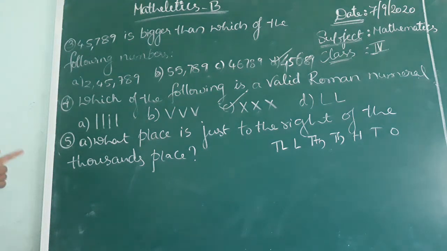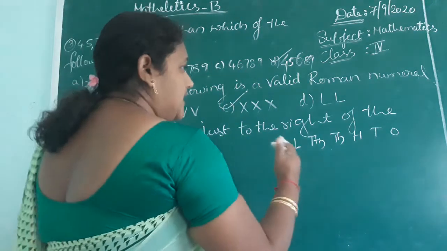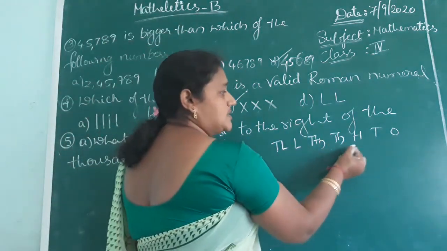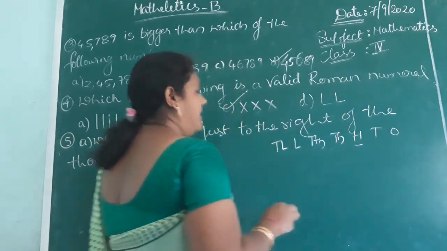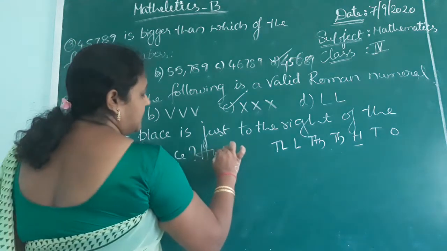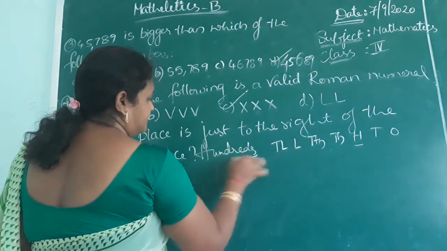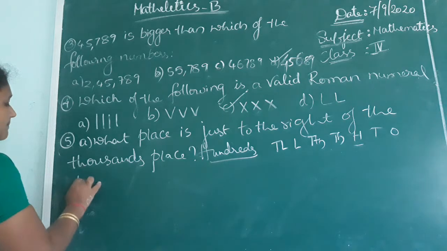See that. What place is just right to the thousands place? Right means this side, right hand side. Which place value is there? Hundreds. What's the right answer then? Hundreds. Next one, B.